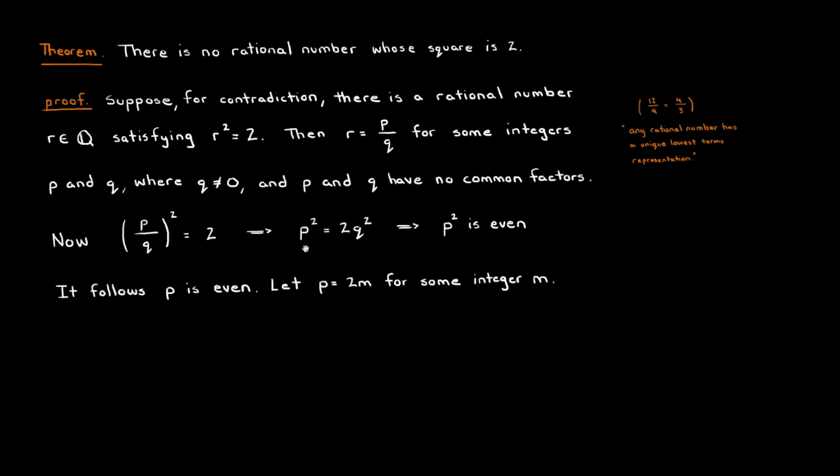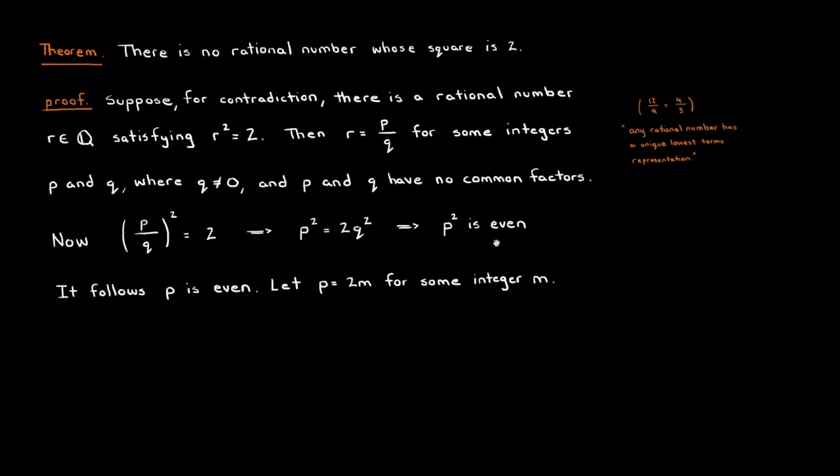I get this equation, p squared is equal to 2q squared. And now check this out. What we have on the right hand side is 2 times some integer, right? Q is an integer. If I square it, that's also an integer. But what I have is 2 times some integer, and 2 times some integer implies that the left hand side must be even, right? If the right hand side is even, then that implies that the left hand side should also be even. So in other words, p squared must be even.